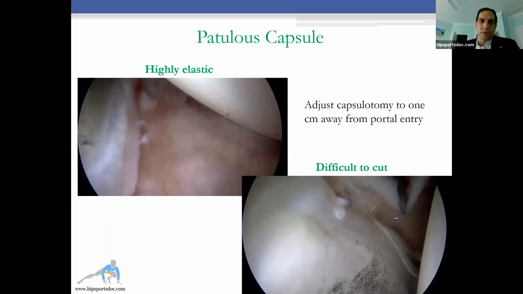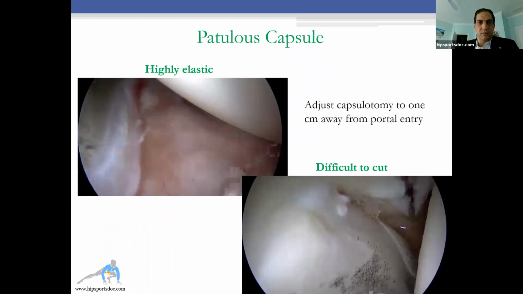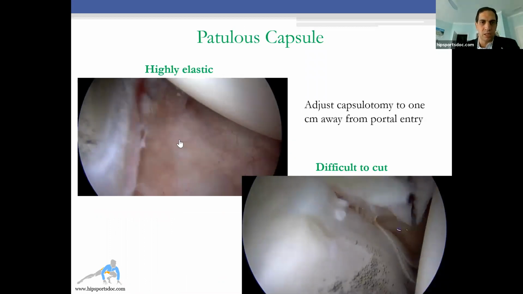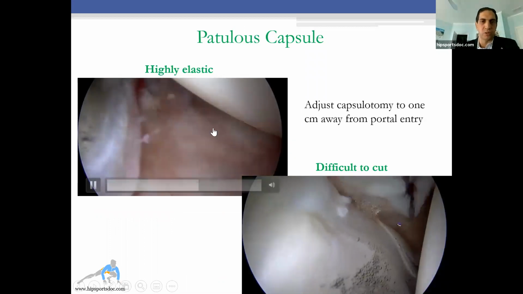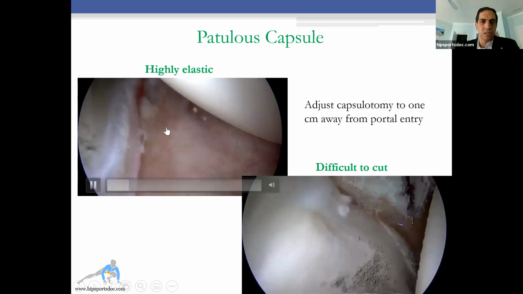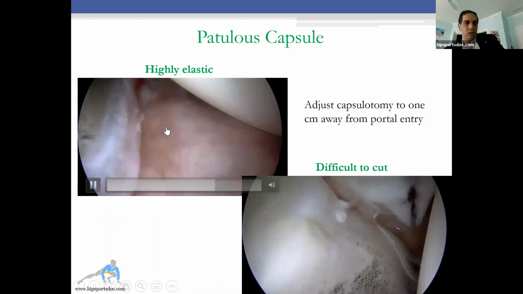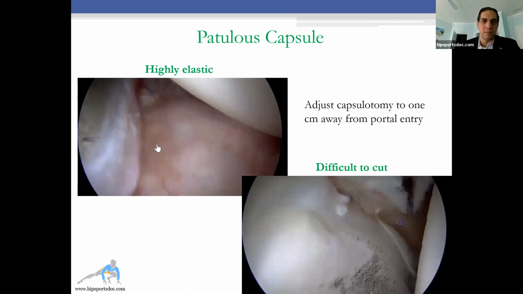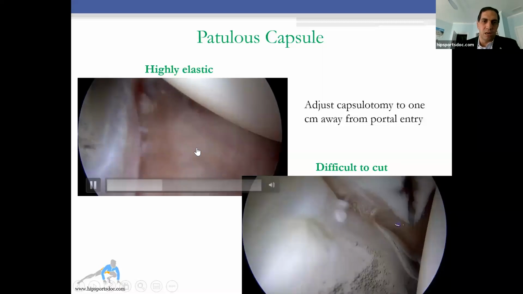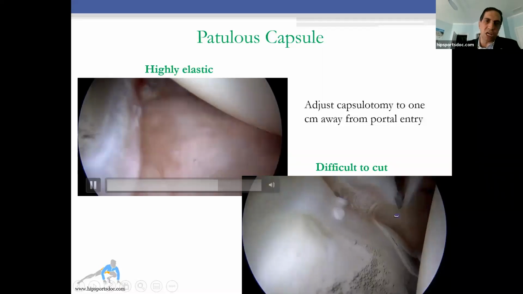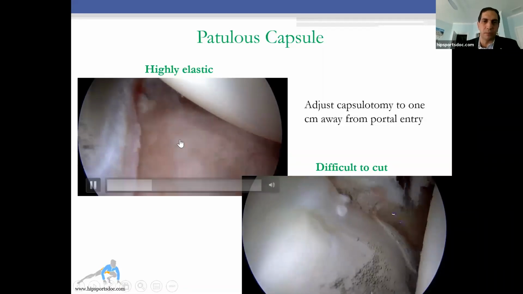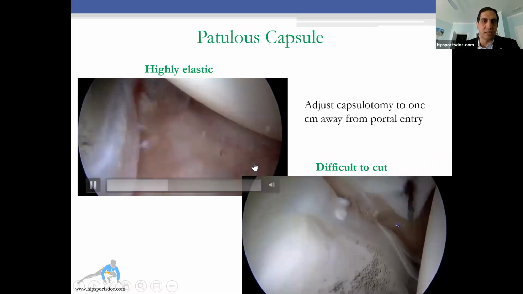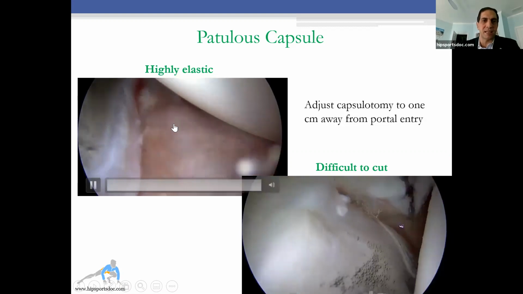You can get into situations where the capsule is very elastic, and that's what's shown here. So I'm using the sharpest blade that I know to be available for hip arthroscopy, a Beaver blade. And instead of the knife actually cutting through the capsule, it's actually pushing it away. So this is defined as a patulous or highly elastic capsule.